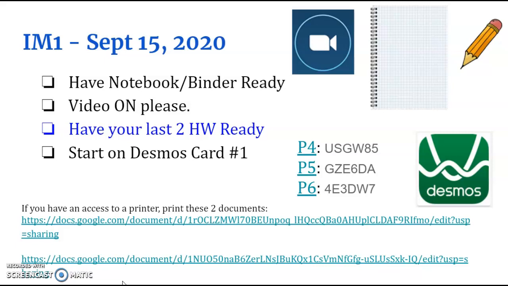To begin, if you have access to a printer, please print out these two documents, and they are available on Canvas under resources, as well as this is the review packet, and that's under the homework. Also, have your last two homework out. That's the one on function evaluation and domain and range. And as a warm-up, you are going to start on the first card of the Desmos. So a lot to do in the beginning, okay? If you are watching for the first time, then you're going to go to student.desmos.com and join with the class code here.